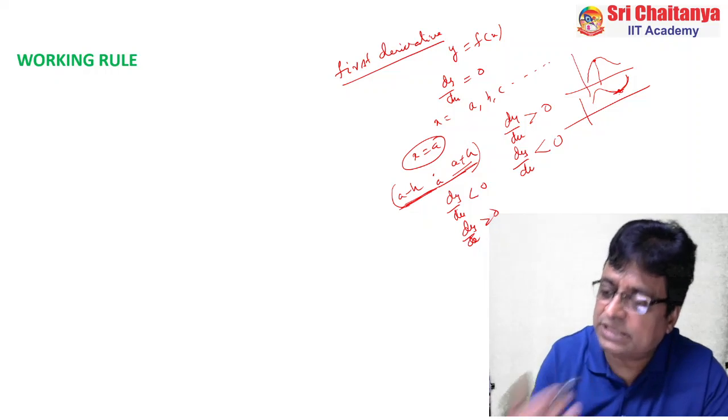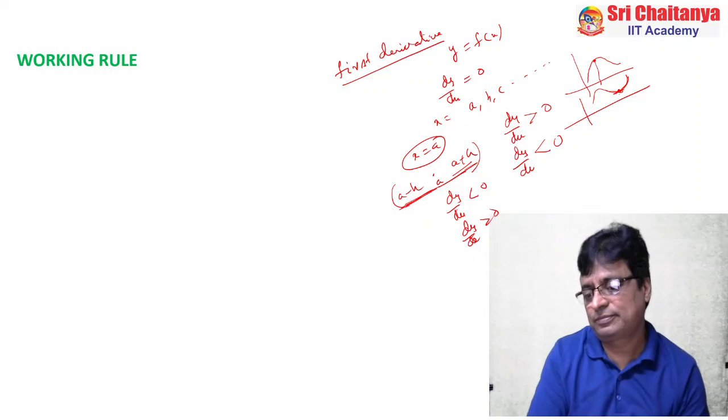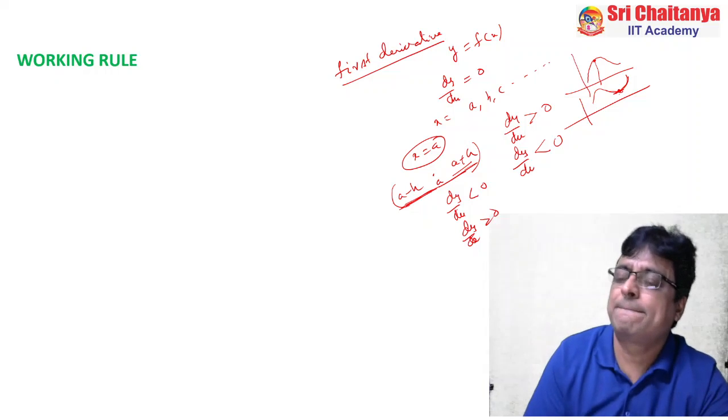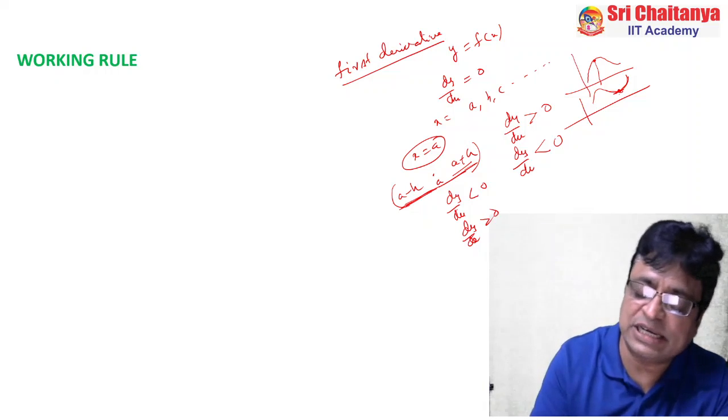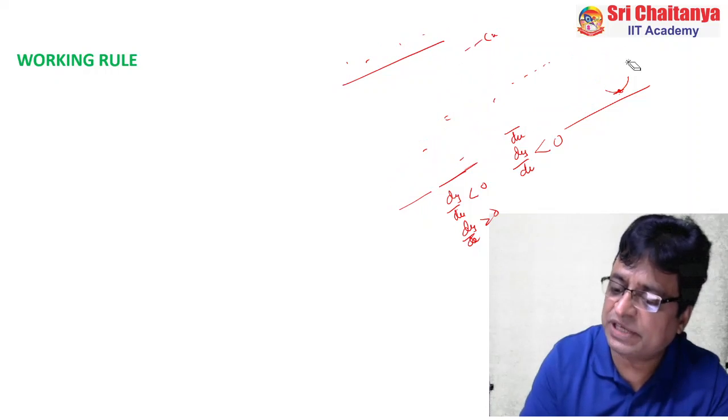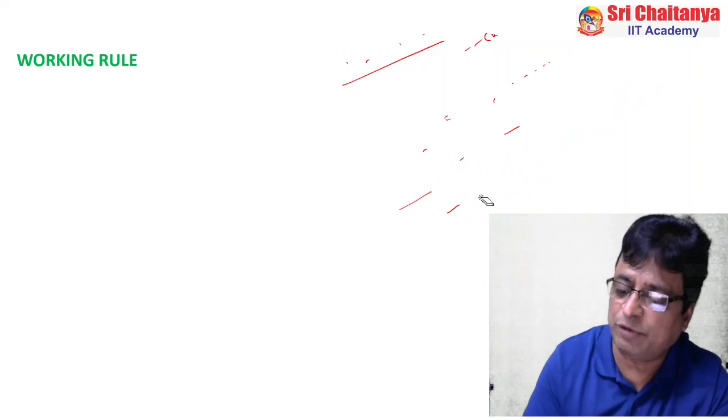Suppose dy by dx does not exist. Suppose dy by dx at x is equal to 0 is 0. Then we can go for what? Second derivative test. What is the second derivative test? With the help of second derivative test, what can we do?